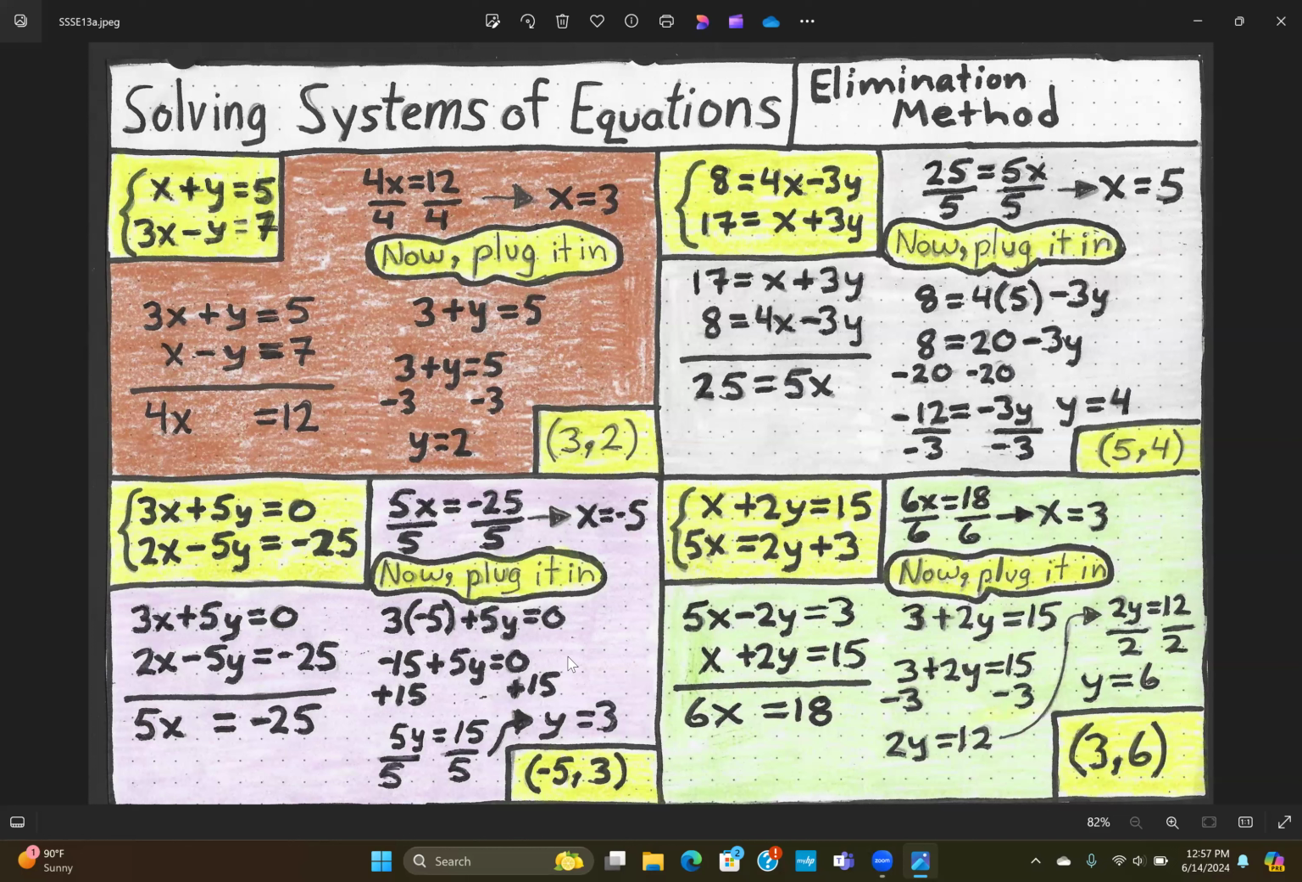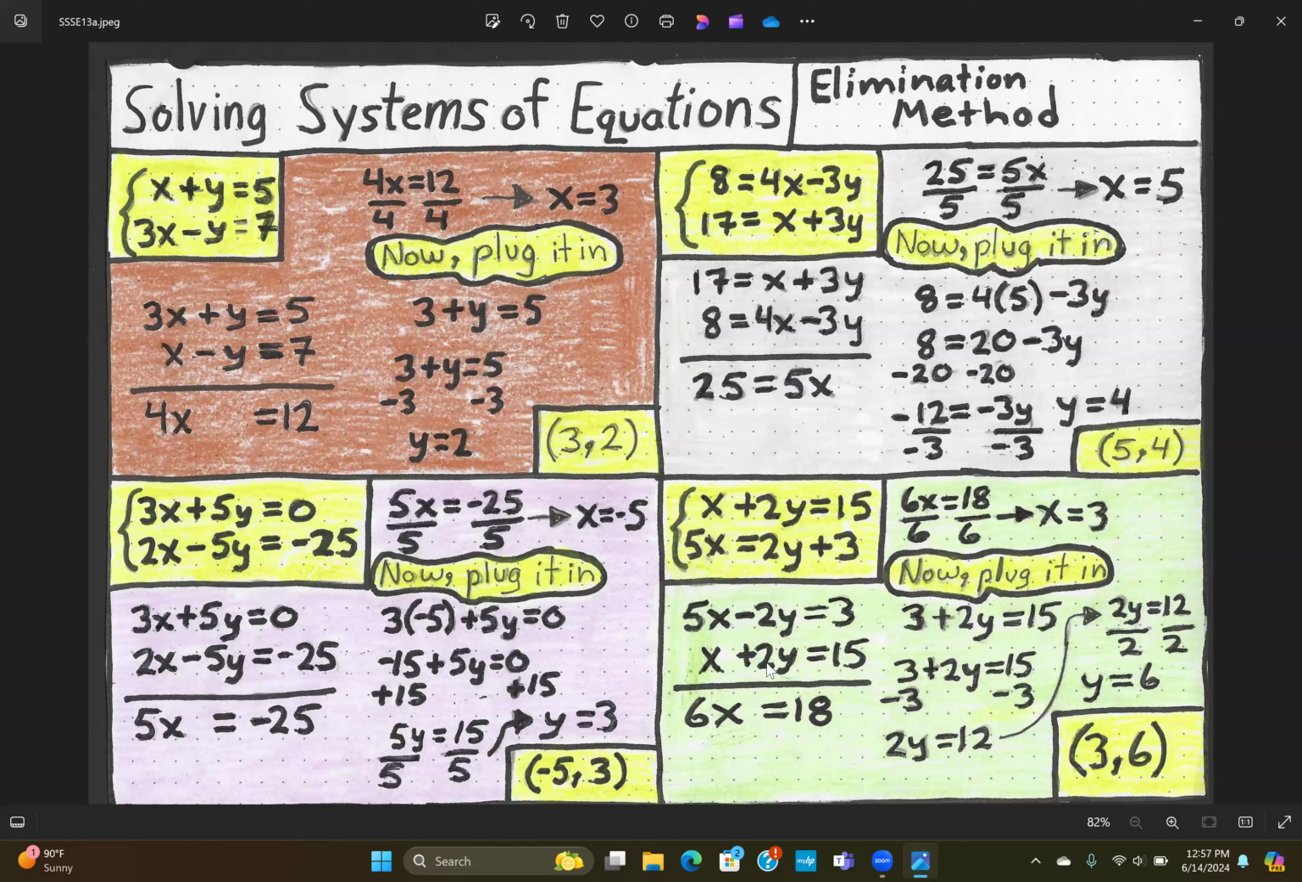Let's balance out that equation by getting variables on one side and numbers on the other side. And now we have 5y is equal to 15. And the question is, what number times 5 will give me 15? Yes, that's right. Y is equal to 3. The answer is 3. So the solution to this system of equations is at -5, 3.